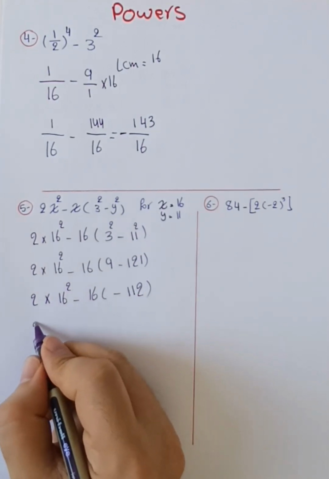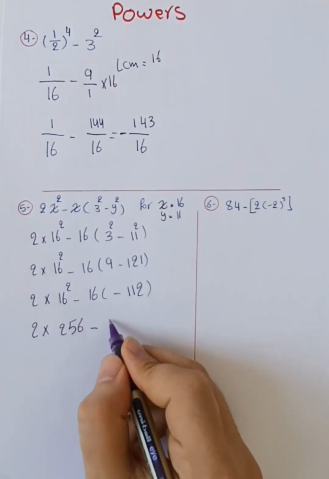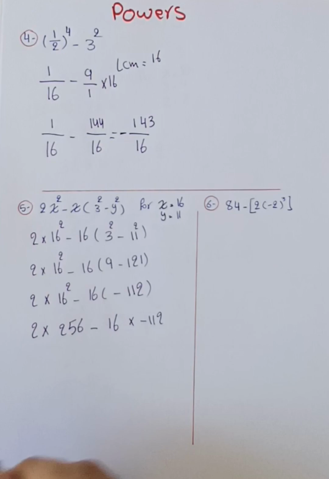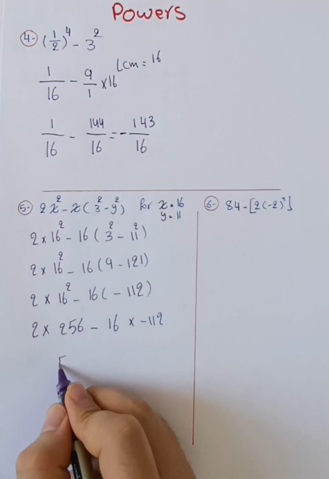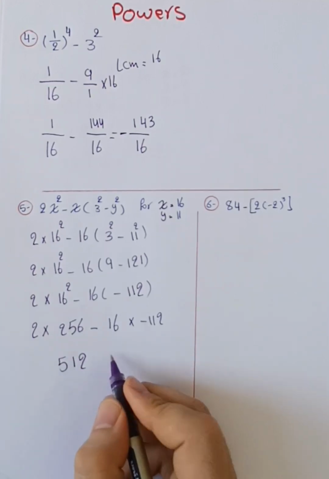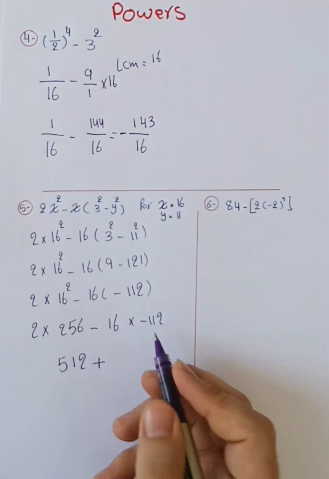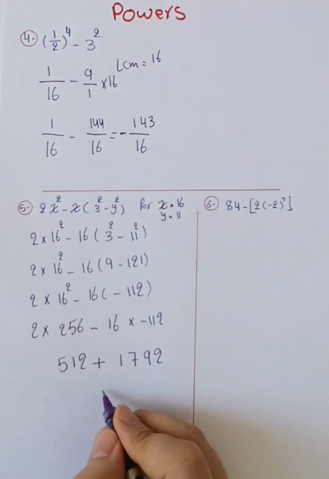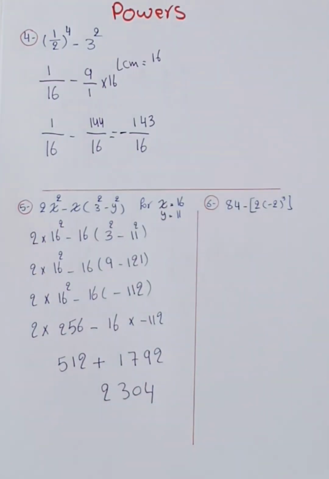And then you have to solve the power. 2 times 16 times 16 is equal to 256, minus 16 times 112. After that, 2 times 256 is equal to 512, and then minus times minus is plus. 16 times 112 is equal to 1792. When we add these two numbers, the sum is 2304. So the value for this expression is 2304.